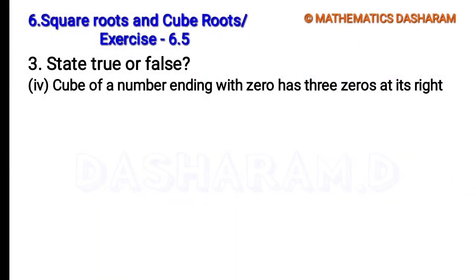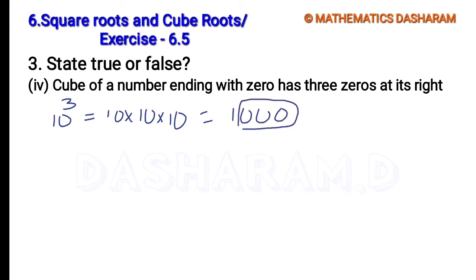Fourth question, the cube of a number ending with 0 has 3 zeros at its right. For example, 10 is there, so it is ending with 0. Find its cube. 10 cube means 10 into 10 into 10. So how much? 1000. Here on the right side how many zeros? 3 zeros are there. Next, one more number, 20.